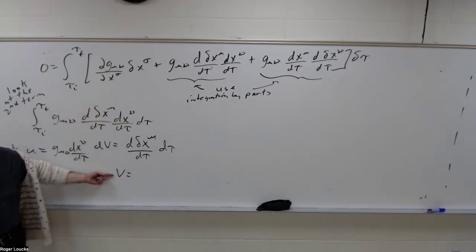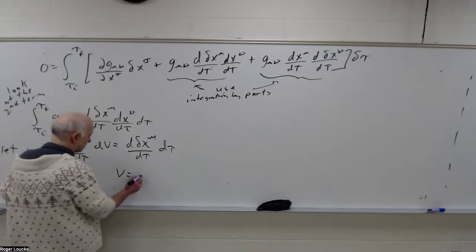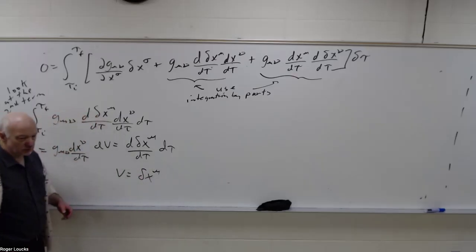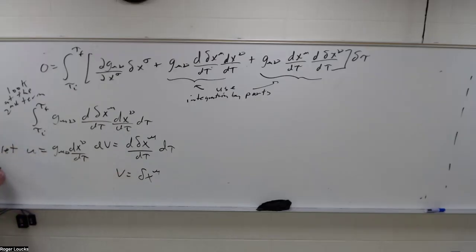What would I have to take the tau derivative of to give me this term? Don't overthink it. It will be delta x mu. I take the derivative of this and get this. And what does this term give me? This du is the tau derivative of this piece. Does that make sense?